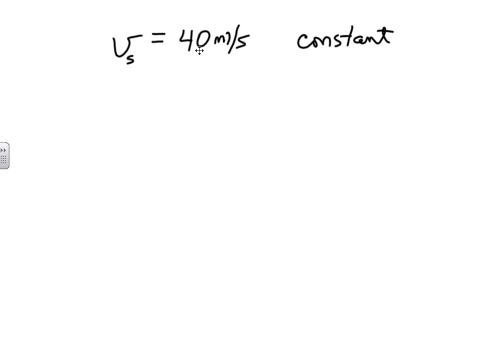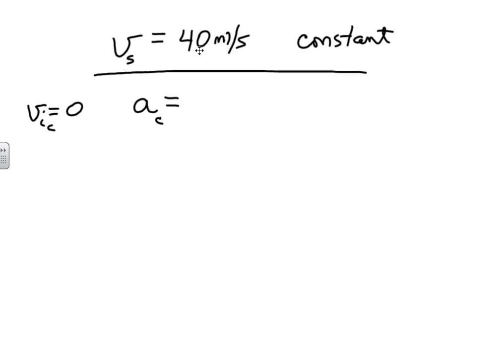And the cop has a constant acceleration. The acceleration of the cop is, well, first he's going from rest. So the initial speed of the cop equals 0. The acceleration of the cop is, let's make up some numbers, let's say 4 meters per second squared. That means the cop goes 4 meters per second faster every second. Starts from rest. Okay?